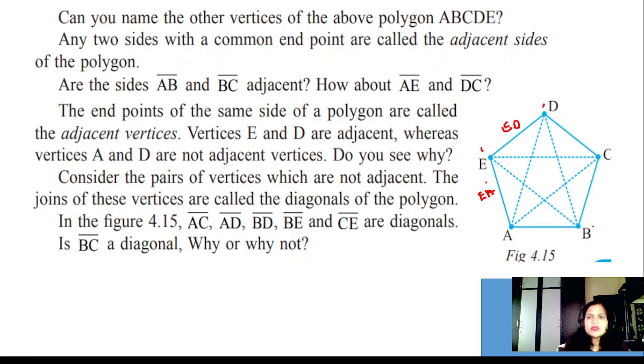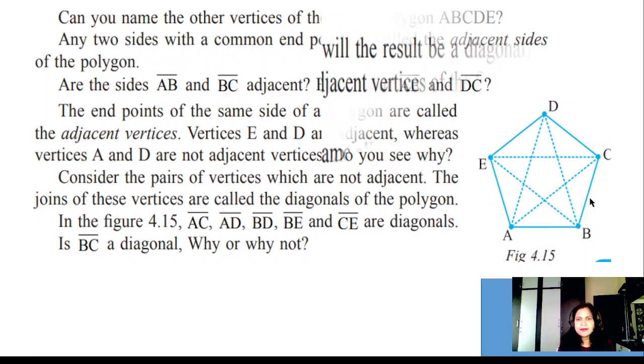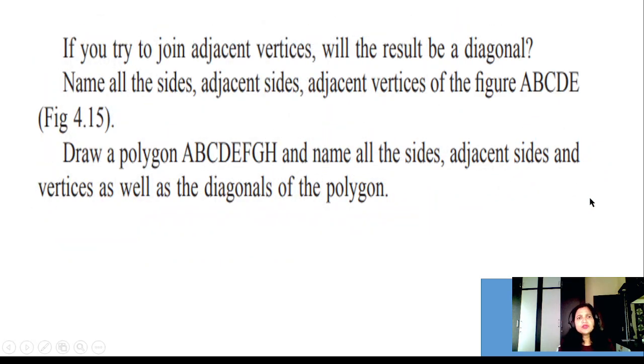Is BC a diagonal? BC is a side. It is not a diagonal. It is a side. Why not? Because it is the closing point of this polygon. The sides making this polygon are called the sides, not the vertices, not the diagonals. If you try to join the adjacent vertices, will the result be a diagonal? No, joining adjacent vertices makes the side, not the diagonal.